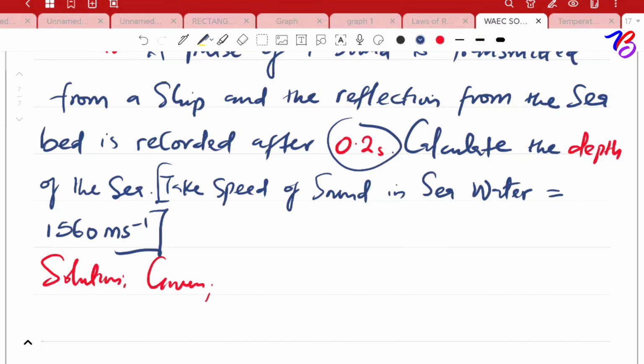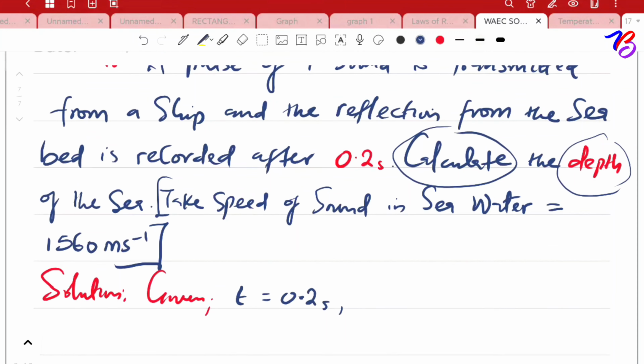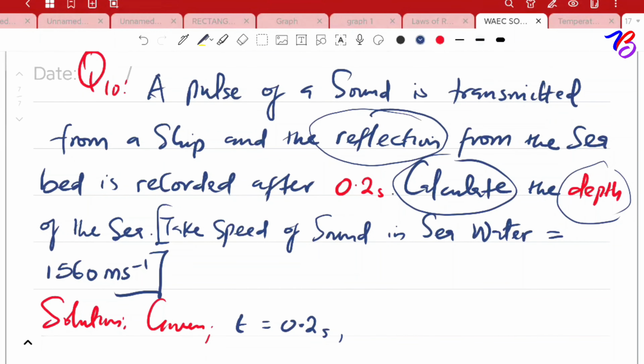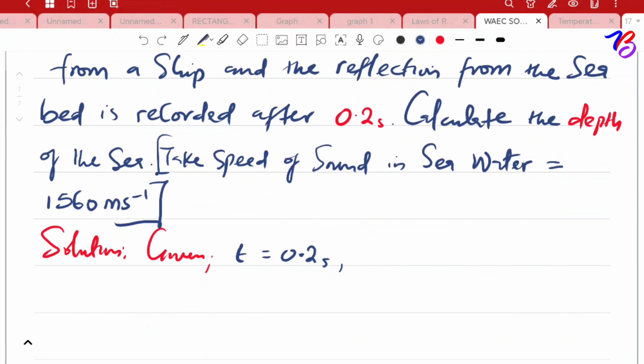Number 1, our time is given. So time is 0.2 seconds. Number 2, the Triune component is the depth of the sea. Are you here? So it gives us the distance or the depth, since it is based on reflection. So we have our D to be unknown. Then number 3, we have the speed to be V is equal to 1560 meters per second.